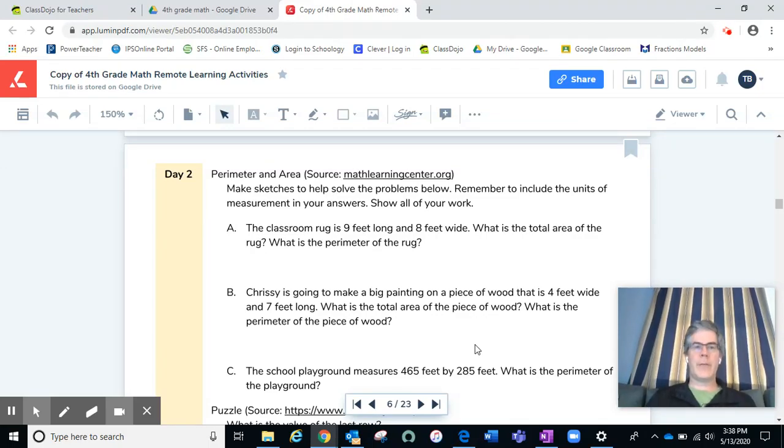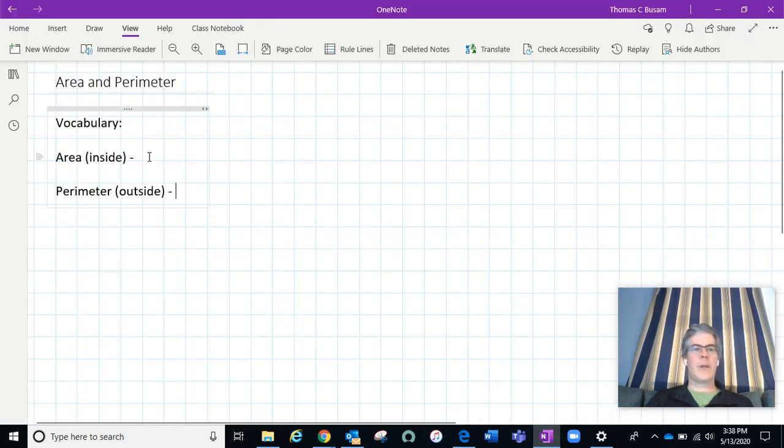We're reviewing grade 4 math remote learning activities, week 2, day 2, perimeter and area. In this video, I'm going to give an overview of perimeter and area, and then in another video, I'll talk about some of these problems. So first of all, some vocabulary.